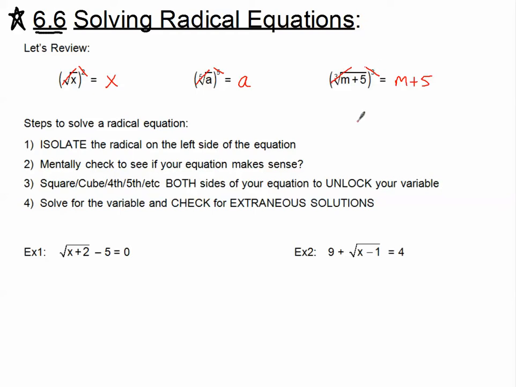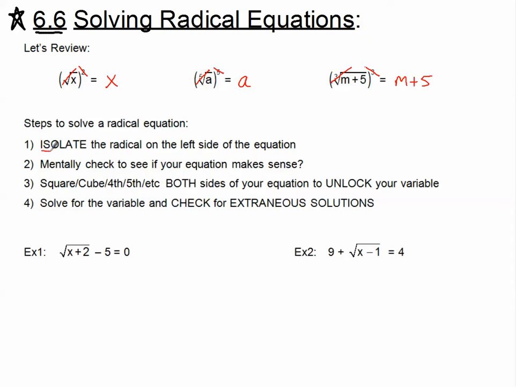What we're going to be doing is isolating our radical because we're solving radical equations. We're going to get the radical to be all by itself, and then we will unlock our variable by raising both sides of our equation to whatever the index happens to be that we need to cancel away. So here are our steps.